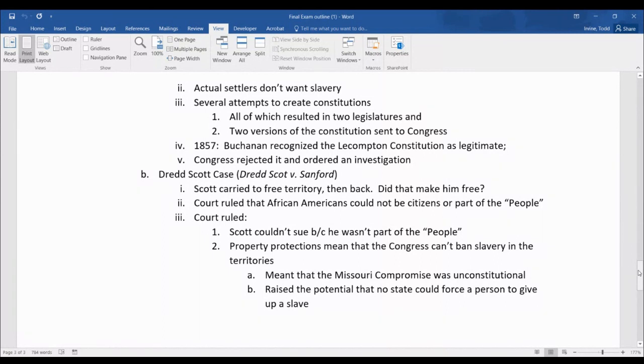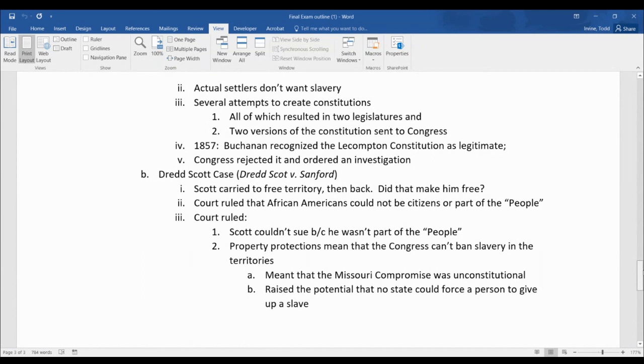free or slave. Right? And then again, detail the attempt to create the constitutions, the creation of two separate constitutions under two separate legislatures. 1857 is kind of the key year, so you want to look at Buchanan recognizing the Lecompton Constitution and Congress rejecting it, and how that basically starts the whole thing over again.